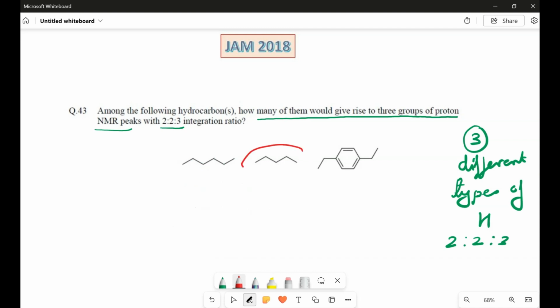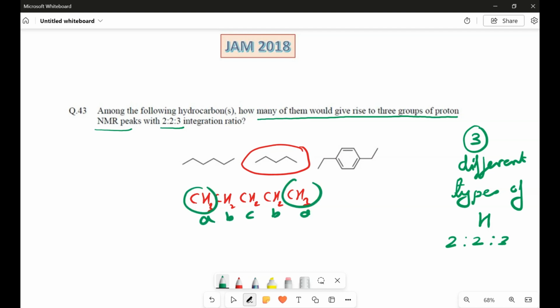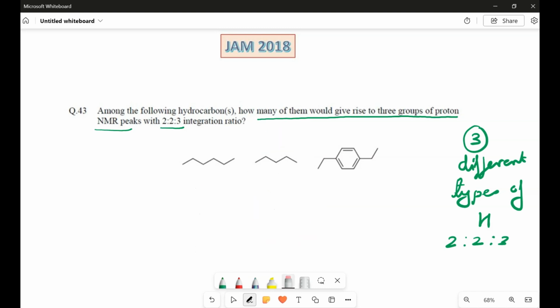Now look into the second and third molecule. Let us choose this molecule. CH3, CH2, CH2, CH2, CH3. So these two are same. A, B, B, C. So again I have three kinds of protons, but the A protons are 6 hydrogens, B are 4, but C are just 2. So I have 1 is to 2 is to 3. So the B is wrong answer. Let's check the last molecule.